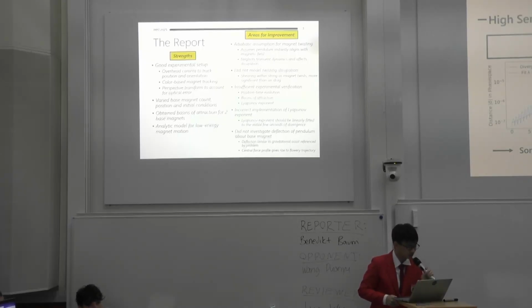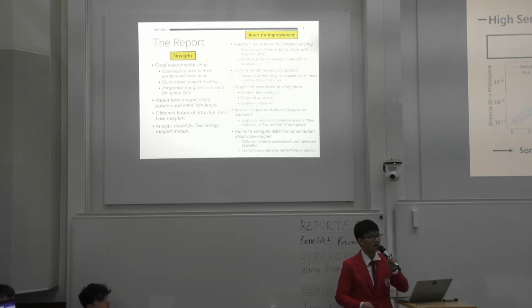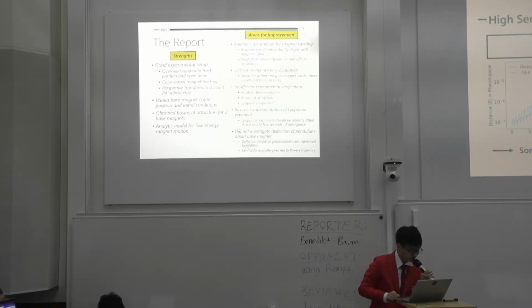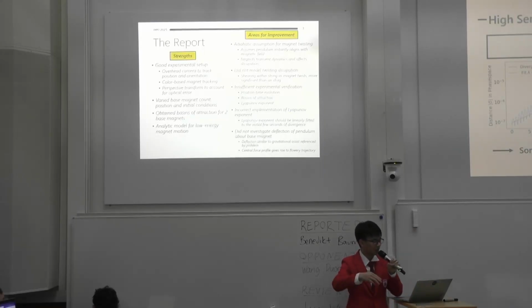Next, they also varied many parameters such as the base magnet count, position, and the initial conditions, and they obtained the basin of attraction for two base magnets. I believe this is very important because with two base magnets you expect chaotic motion, and this can be easily visualized with a basin of attraction where you can see where the motion gets chaotic. Lastly, they also used an analytical model for low energy magnet motion, and I believe that this will contribute to a good qualitative understanding of the top magnet's motion in such a case.